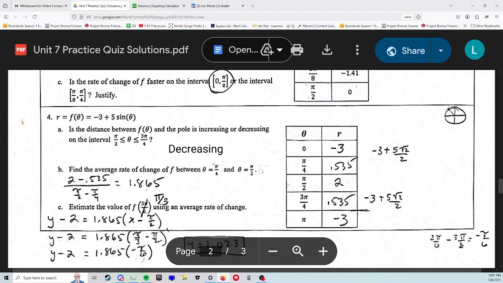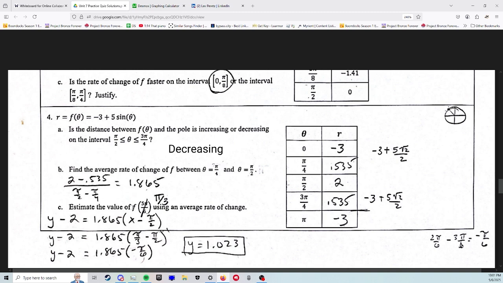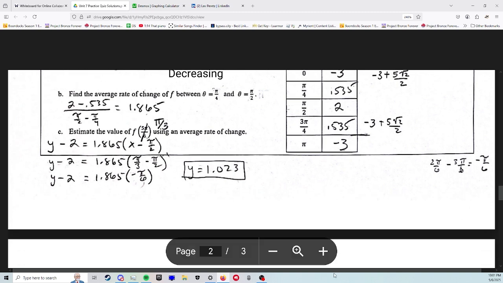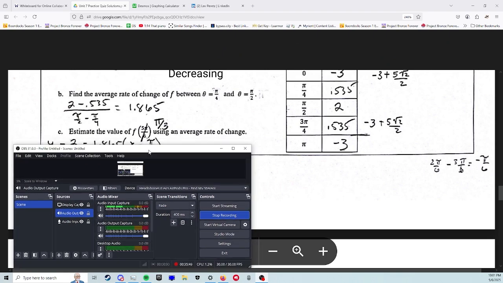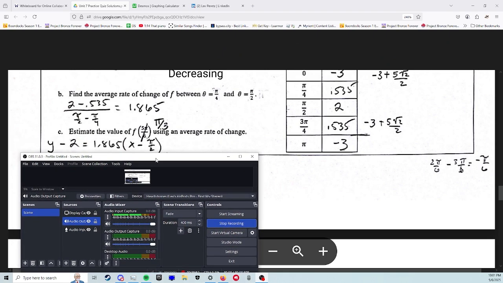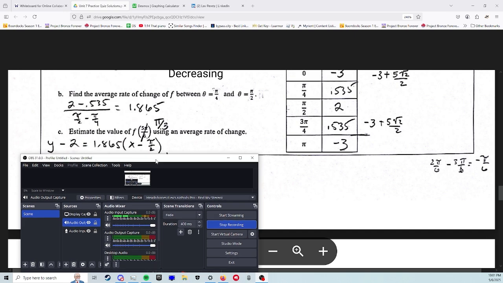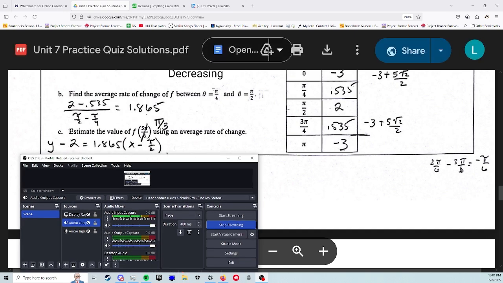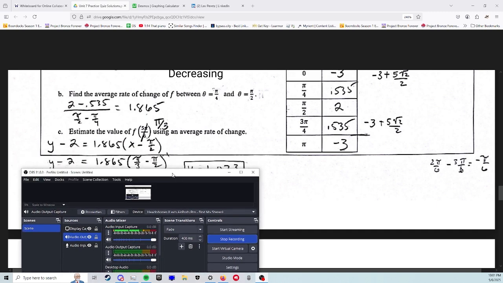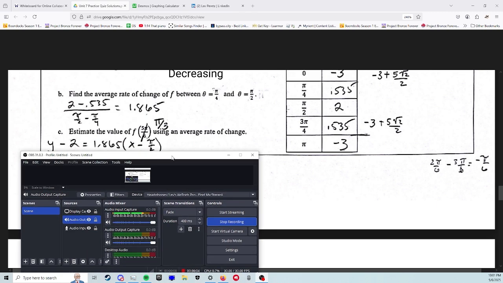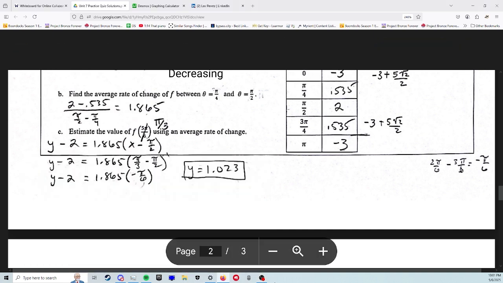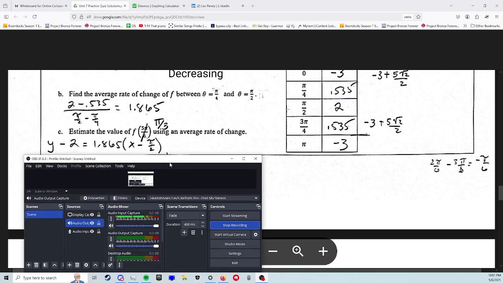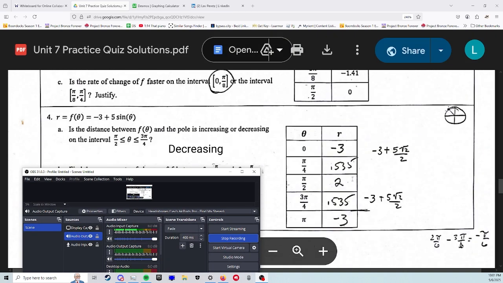Okay, and then you get 1.865. Yeah. Okay, estimate the value of f of pi over 3 using an average rate of change. y minus 2 equals 1.865 times x minus pi over 2. And then you simplify the equation, so y minus 2 can be simplified to pi over 3, because that's where it is on the graph.